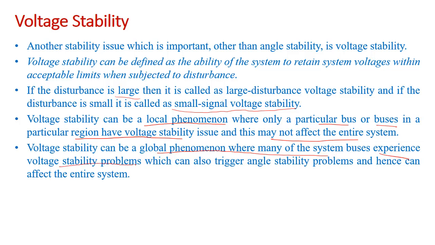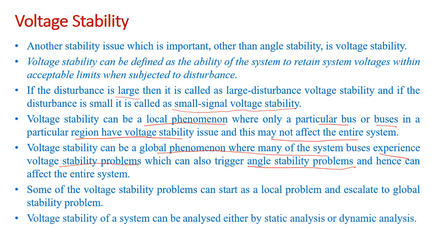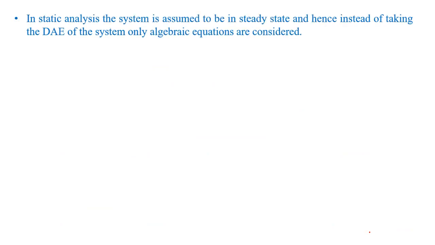Sometimes it happens and it causes a blackout, which can also trigger an angle stability problem along with it, and hence can affect the entire system. Some of the voltage stability problems can start as a local problem and escalate to a global stability problem. Voltage stability of a system can be analyzed either by static analysis or dynamic analysis. So both can be used. We'll talk about these two.